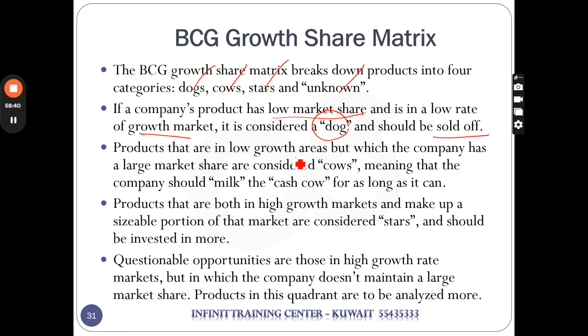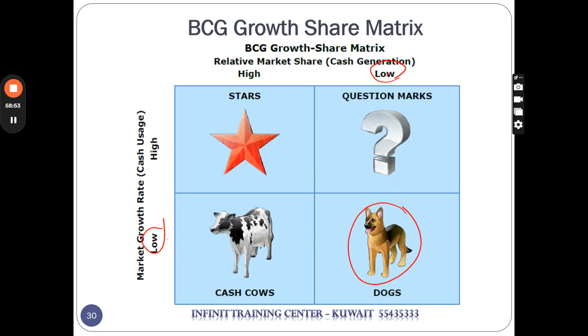Then products that are in low growth areas but where the company has large market share are considered cows, meaning that the company should milk the cash cow as long as it can. So that is what cash cows are. The market growth is low, you are actually in a stagnant situation, but you have a bigger market share. Even though it is not growing, you have a bigger market share. So milk the cash cow now.